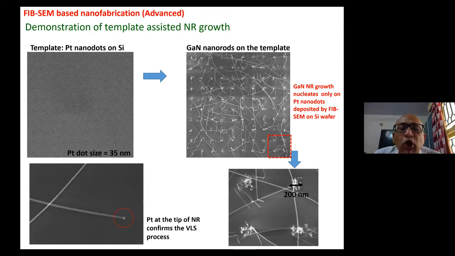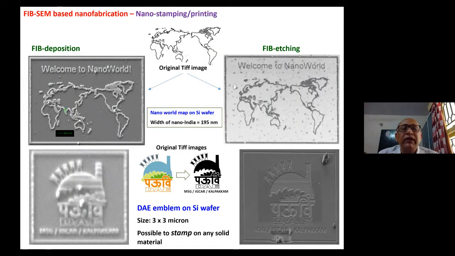Okay, so this shows these possibilities with this FIB SEM. You only need to have imagination, and several things can be done using this facility. So again, nano stamping and nano printing. You see how by deposition as well as by etching, this world map has been created, and this is the emblem.